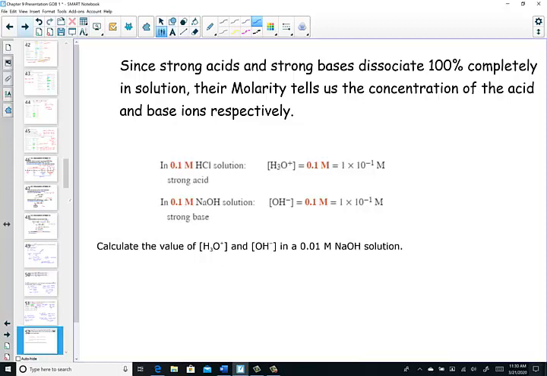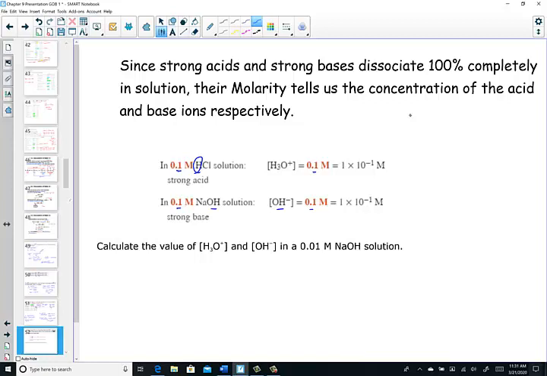Since strong acids and strong bases dissociate 100%, that's the definition of being strong, their molarity tells us directly the concentration of the acid and base ion, respectively. So a strong acid and a strong base, a 0.1 molar HCl tells me it has 0.1 molar of the acid ion. And if I had a 0.1 molar sodium hydroxide, I would know that the base concentration was also 0.1. So strong acids and strong bases, their concentration indicates the concentration of the acid and base ion directly.